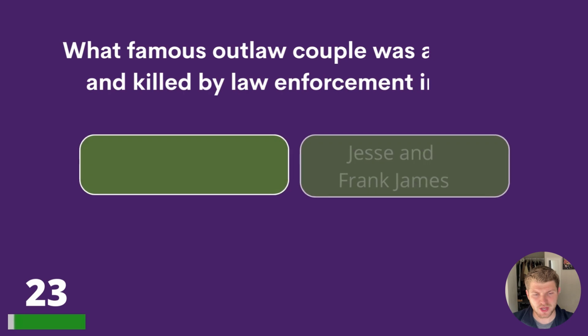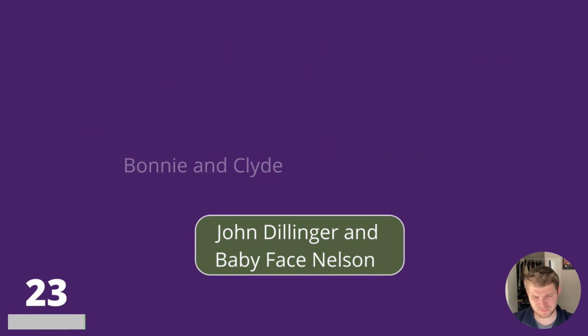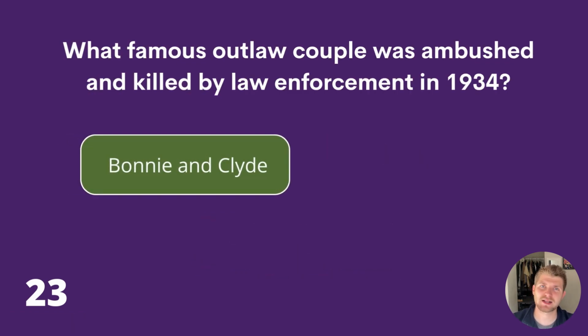Question 23. What famous outlaw couple was ambushed and killed by law enforcement in 1934? Bonnie and Clyde, Jesse and Frank James, or John Dillinger and Babyface Nelson? The answer is Bonnie and Clyde.